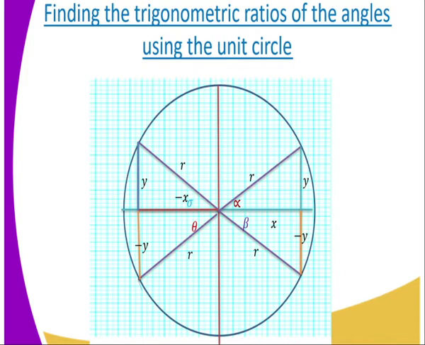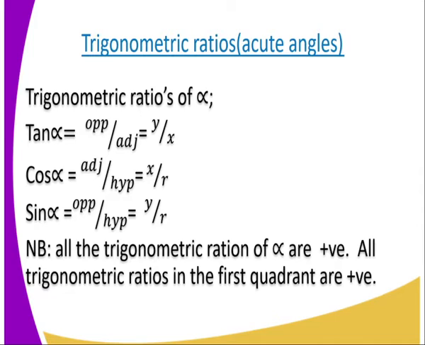And when you go to the fourth quadrant, that is where beta is, you are going to get that only cos is positive. So in that case, now we have all the ratios being catered for when you are using the unit circle. Let us take an example.